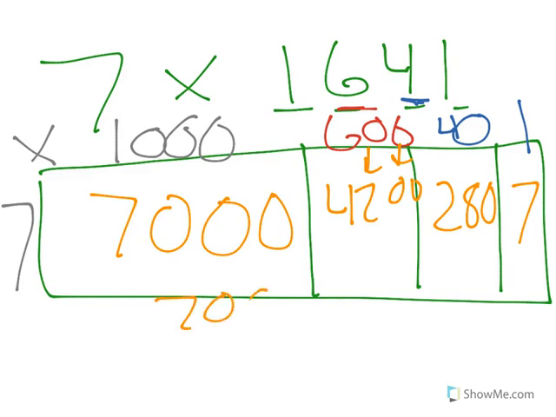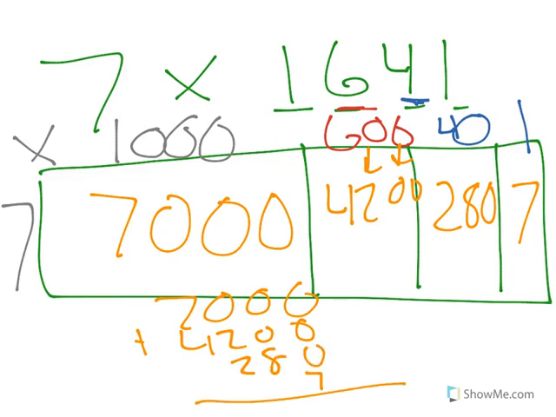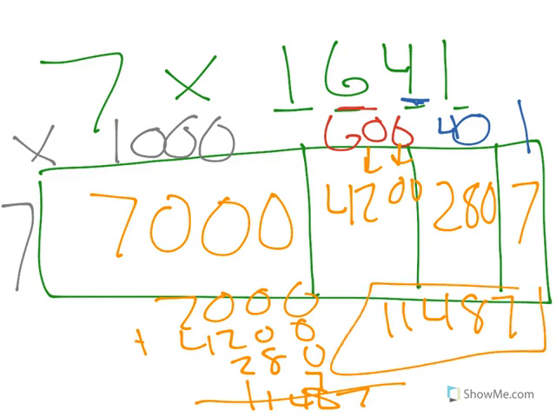So 7,000 plus 4,200 plus 280 plus 7. Biggest thing is make sure your kids are lining up. So I've got 7, 8, 4, and then 7 plus 4 is 11. So 11,487. That is all your kids are doing today, is expanding this out.